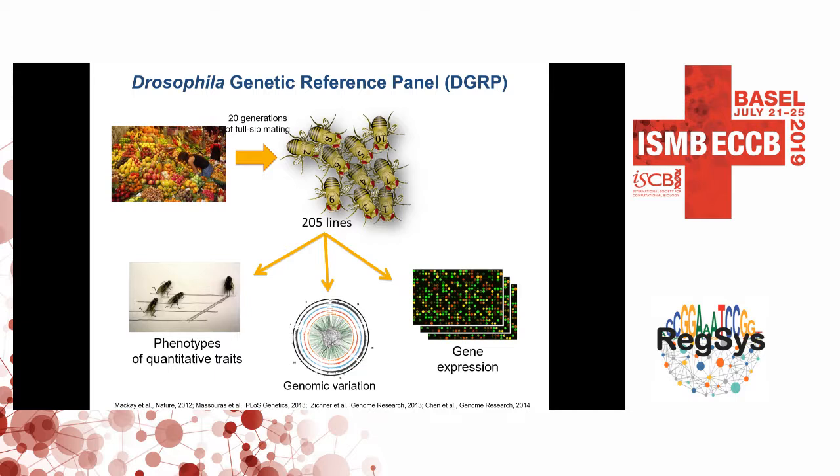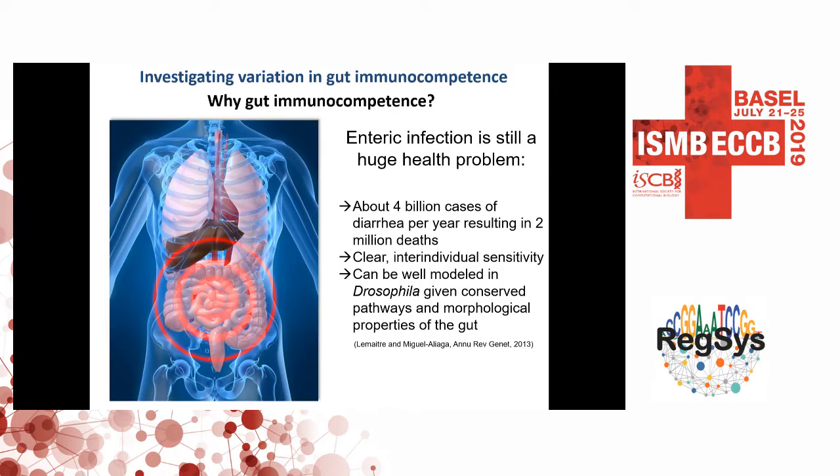All right. So today I'm going to tell you about two vignettes, two stories that have been ongoing in the lab that illustrate our broad interest in understanding phenotypic diversity. And the first one I'm going to talk about is our efforts to understand variation in gut immunocompetence. Now, it's pretty obvious why we would like to study this in Drosophila. It's very difficult to infect people knowingly with a pathogenic bacteria.